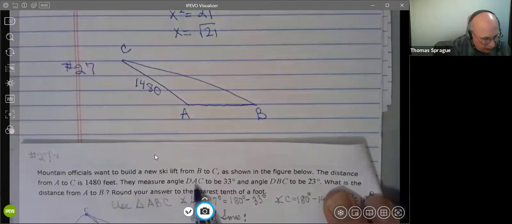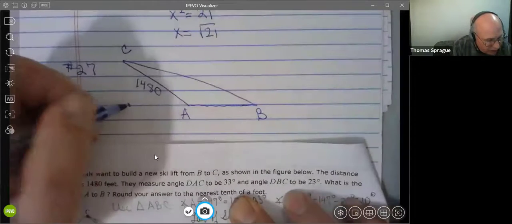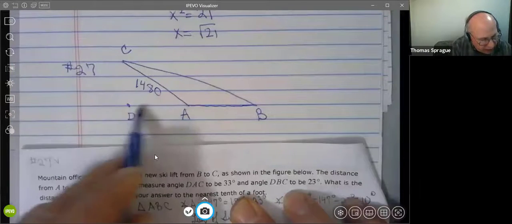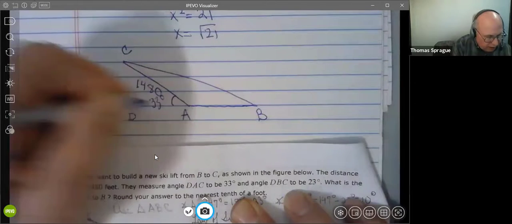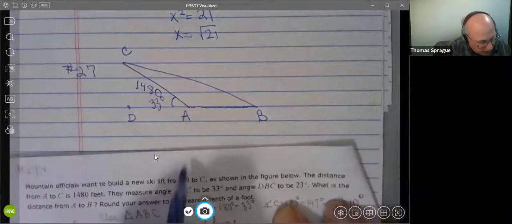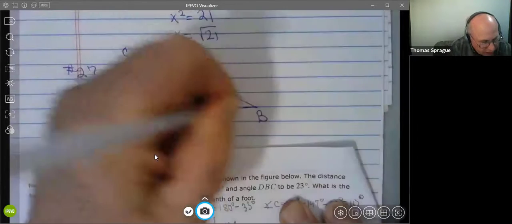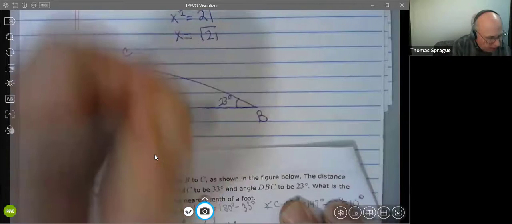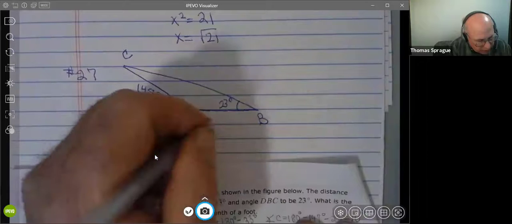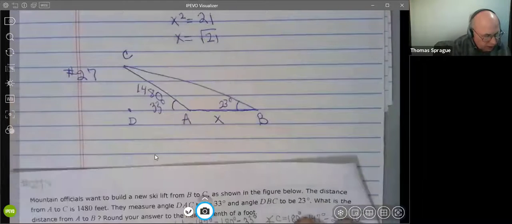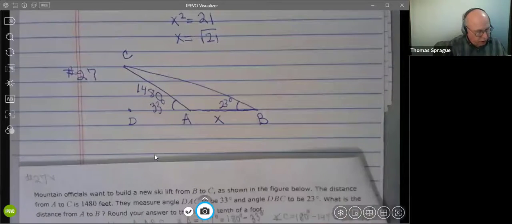They measure angle DAC to be 33. Well, there's a point D directly underneath. So DAC is 33. The angle DBC, this guy here, is 23. What is the distance from A to B? That's what we're trying to compute. I'll call that X. And now we're going to try to solve this triangle.